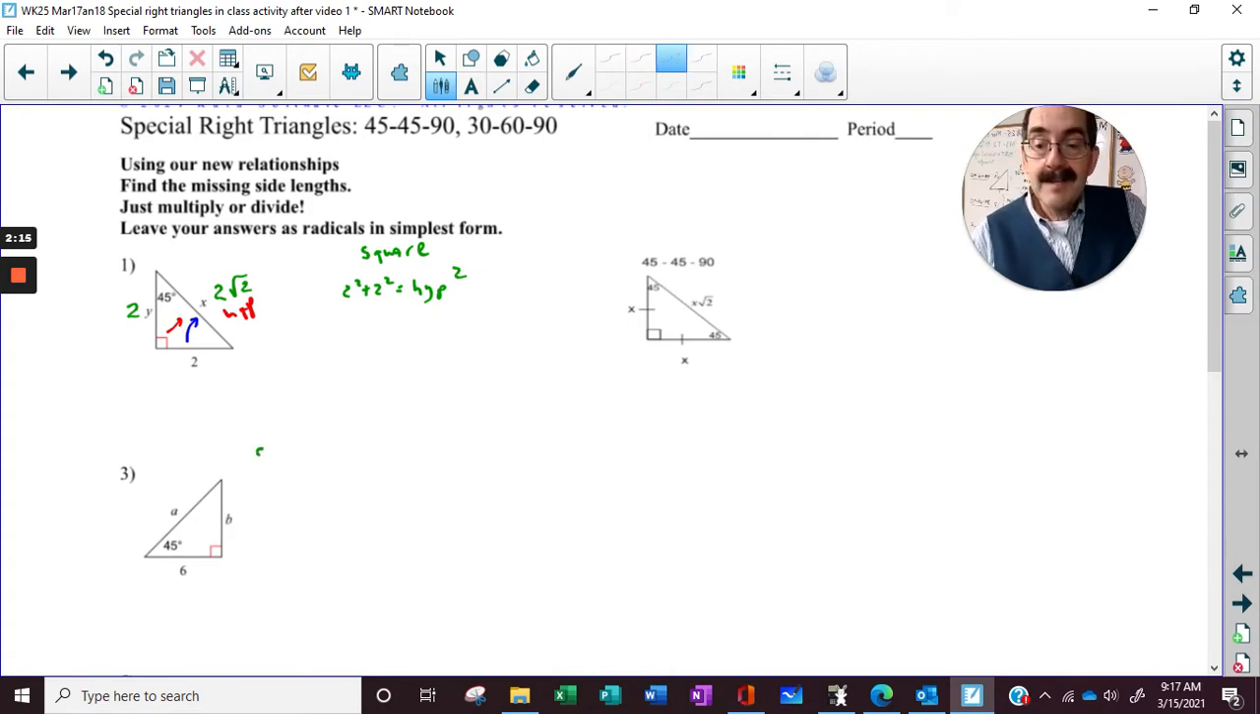Welcome back. Square. If it's a square, 6 and 6. Okay, what's the rule state? Multiply. Multiply to go to the hypotenuse. 6 radical 2. All right?